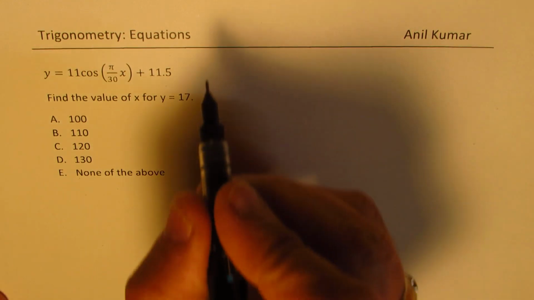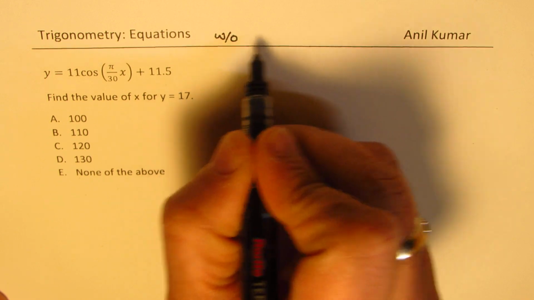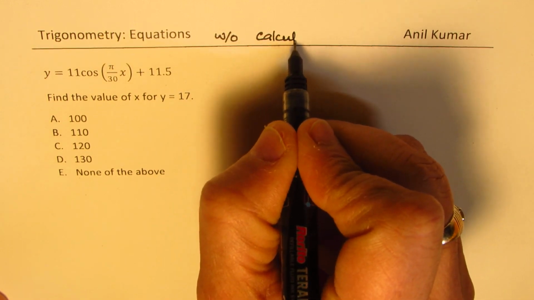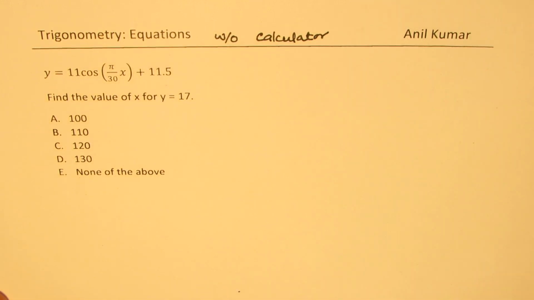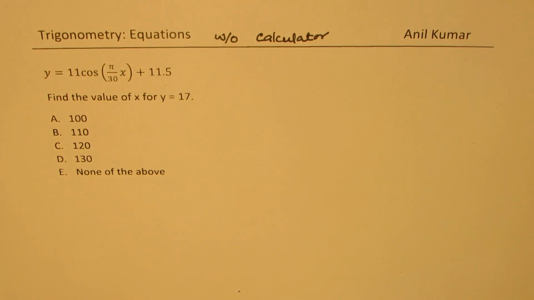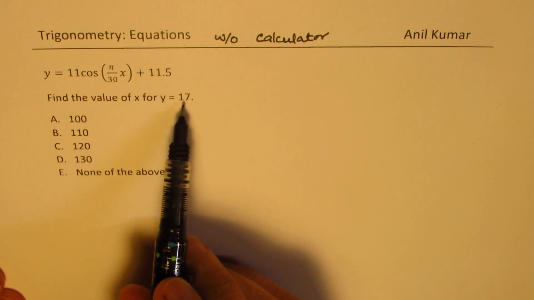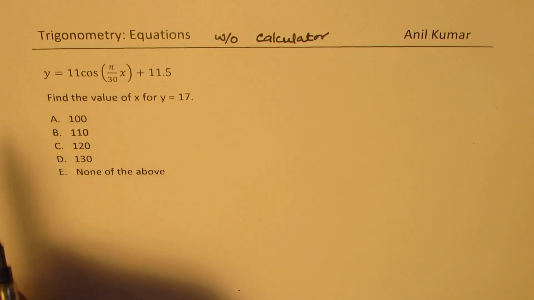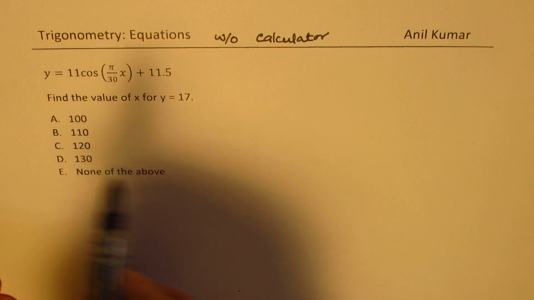This should be done without a calculator, so that is important to understand. Right. So let's see how to solve such a question. We are given that y is 17. We need to find the value of x. So we can write 17 for y.